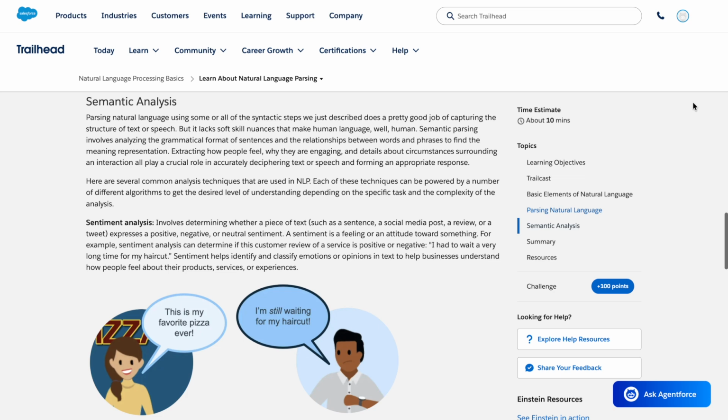Here are several common analysis techniques that are used in NLP. Each of these techniques can be powered by a number of different algorithms to get the desired level of understanding depending on the specific task and the complexity of the analysis.